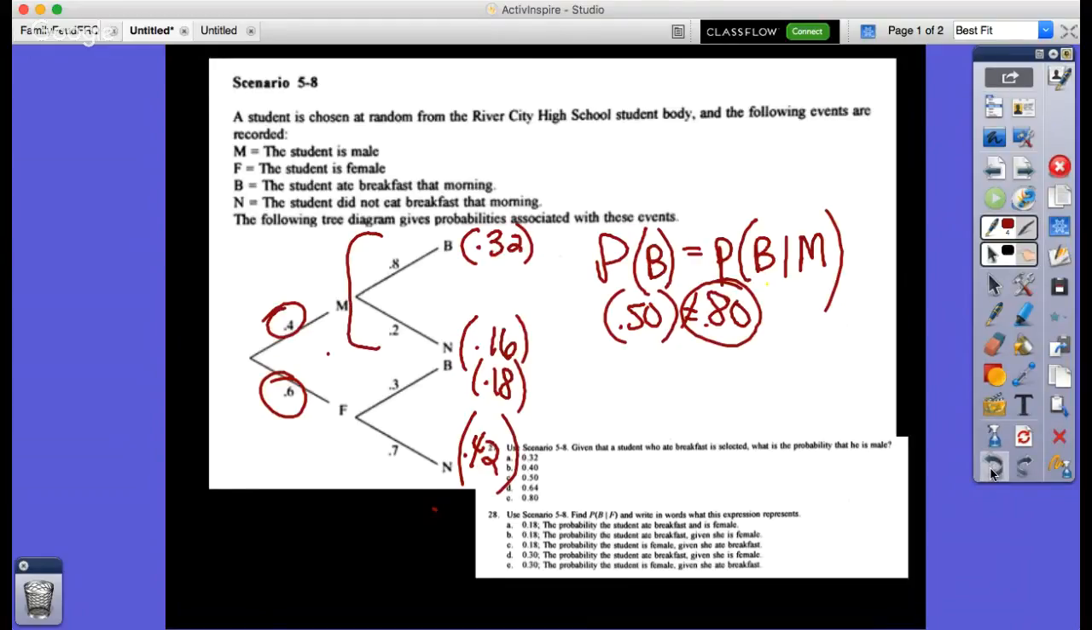Sorry. It says this. In scenario 5.8, given that a student who ate breakfast is selected, what is the probability that he is male? All right. So, given that breakfast was eaten, right? What's the overall for breakfast eaten? We said that already. 0.3 plus 0.5, right? So 0.5 is all breakfast, right? Okay. Given that they ate breakfast there, what is the probability that they are male?